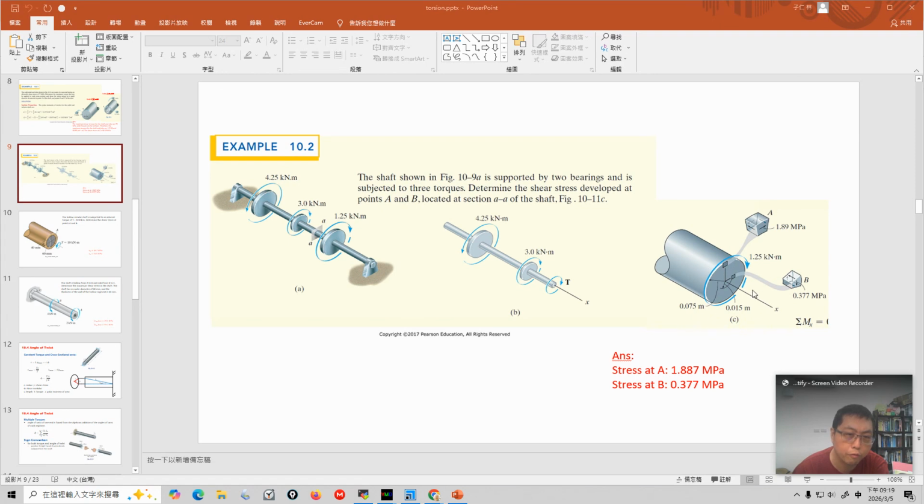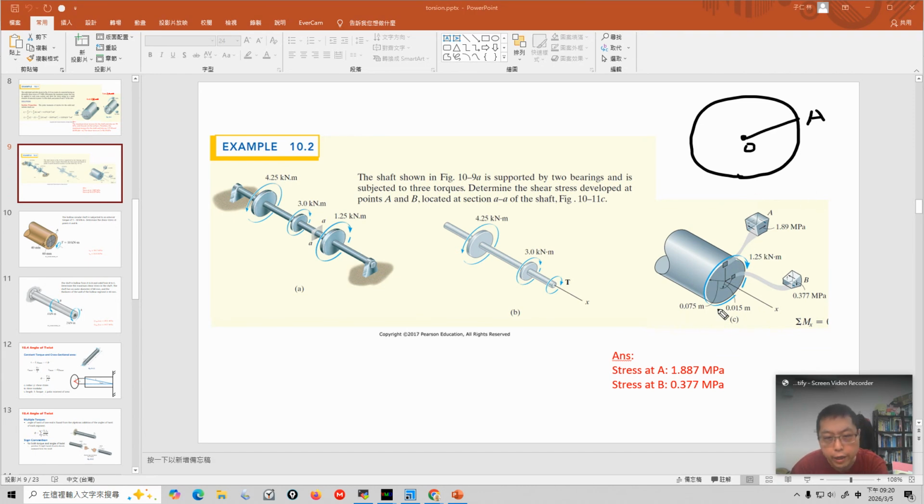Let's see. This is the cross section of the shaft. Point A is on the outermost, at the surface, and point B is in the interior of the cross section. Let me draw it more clearly. Here is the cross section, then A is at the surface, and its position relative to the origin. This cross section is a circle.